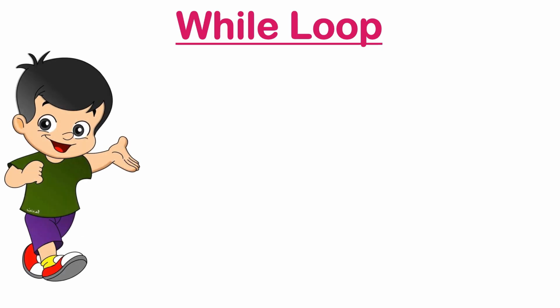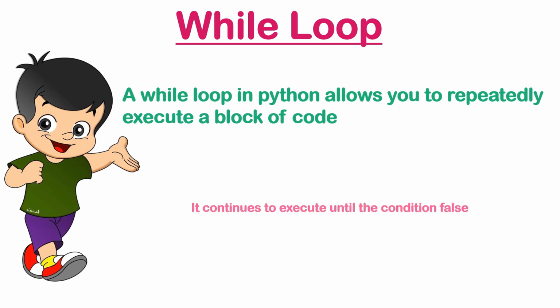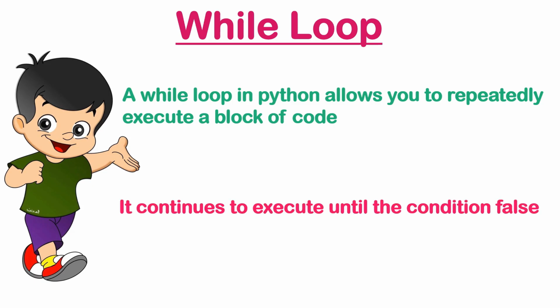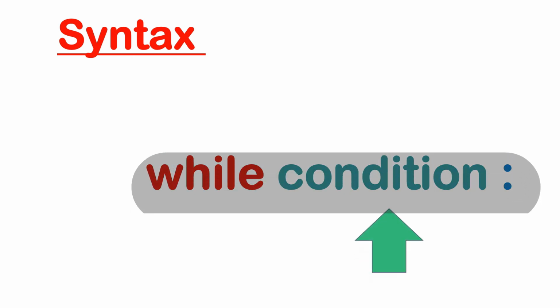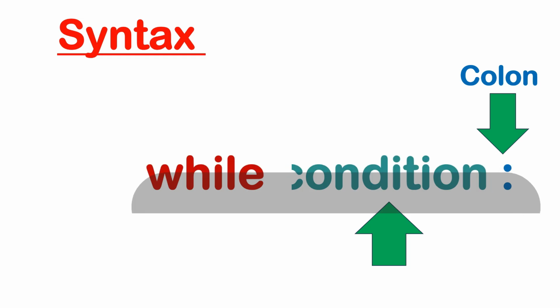A while loop in Python allows you to repeatedly execute a block of code as long as a condition is true. It continues to execute until the condition becomes false. The syntax looks like this: while, then the condition, and then a colon. Below this you can have the code block to execute. Now I will explain how it works.